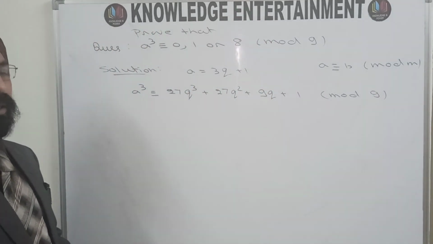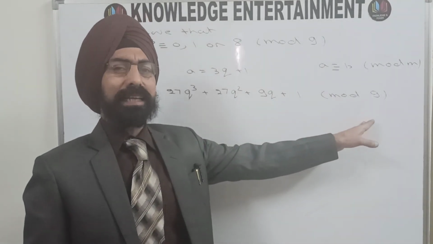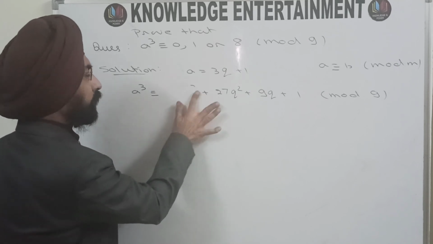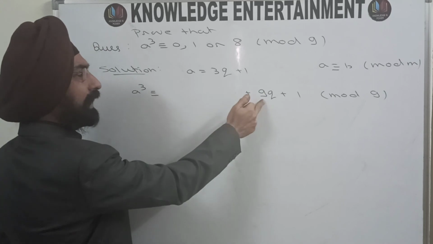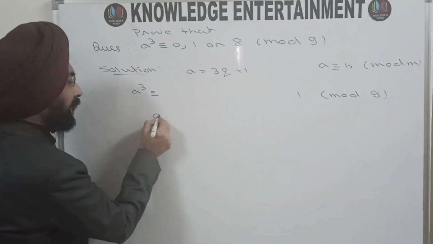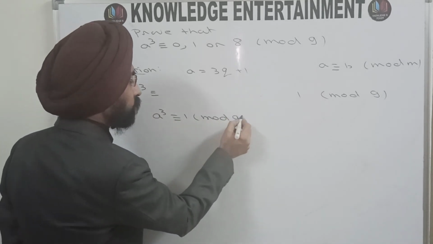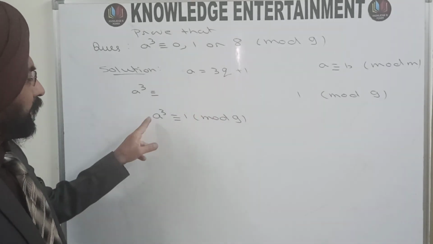Once again the same theory. This is a congruence equation, modulo 9. So any multiple of 9 can be removed. This is a multiple of 9, can be removed. 27q square is a multiple of 9, can be removed. 9q is a multiple of 9, can be removed. So what you are left with is a cube is congruent to 1 modulo 9. So in the second case, when your number a is of the type 3q plus 1, a cube is congruent to 1 modulo 9.